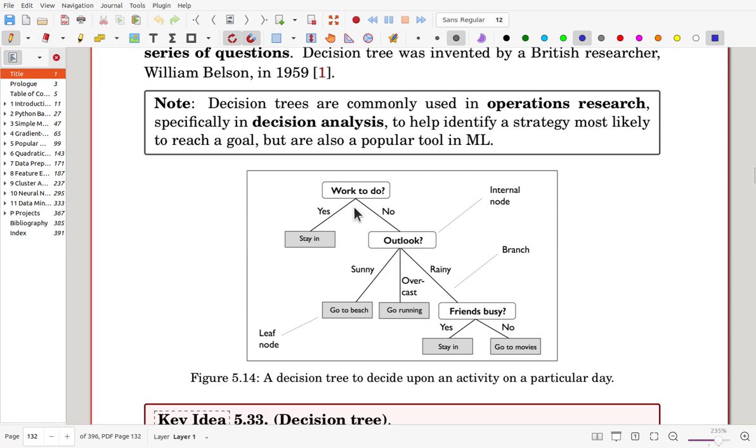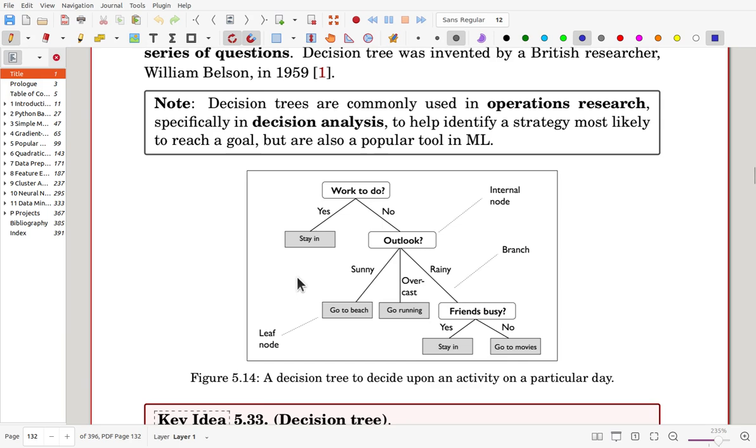Work to do for the question. If it is yes, then we stay in to finish the work. If not, then we may consider the outlook. If it is a sunny day, then go to the beach. If it is a rainy day, then you can ask a friend if they are busy. If yes, then you are alone so you can stay in. If they are not busy, then you can go to the movies together. This is a decision tree about an activity on a particular day.